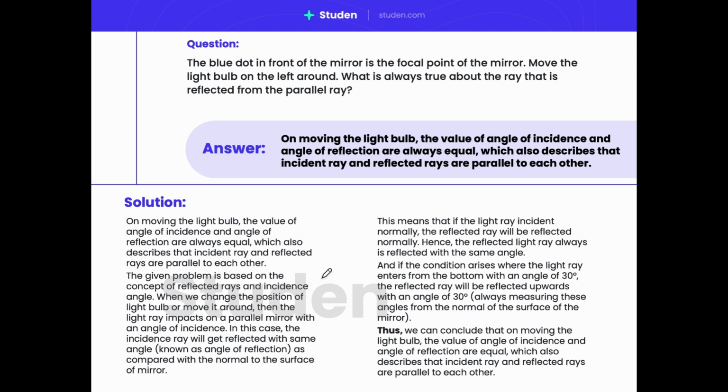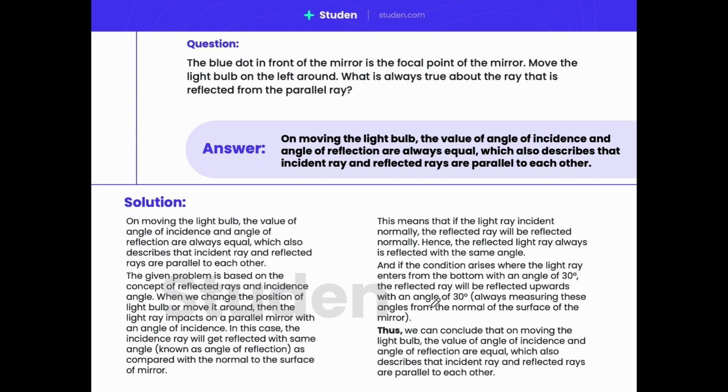This means that if the light ray is incident normally, the reflected ray will be reflected normally too, and hence this ray is always reflected with the same angle. And if the light ray enters from the bottom with an angle of, just to say, 30 degrees, the reflected ray will be reflected upwards with an angle of 30 degrees.